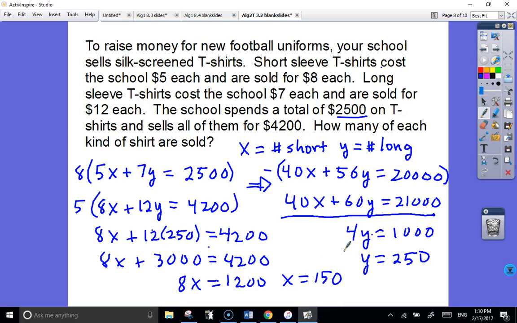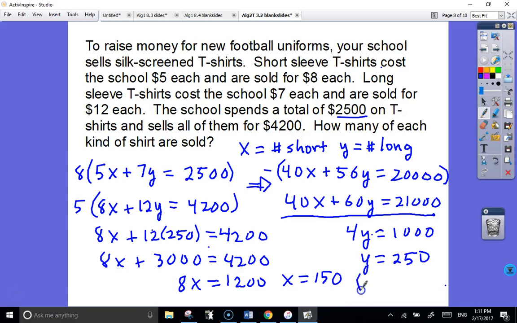So how many of each shirt are they going to sell? Short sleeve shirts, 150. Long sleeve shirts, 250. Is it right to consider that an ordered pair? It kind of is. It's probably a little less so. You don't think of it so much like a point on a graph, but it could be. You could have graphed both of those and then looked for the intersection point.